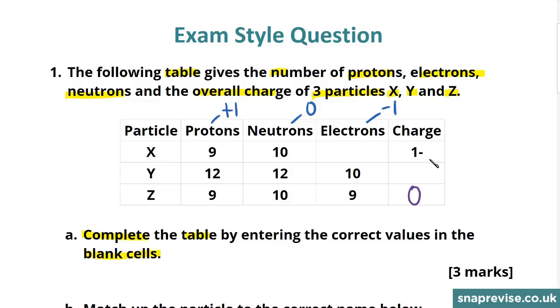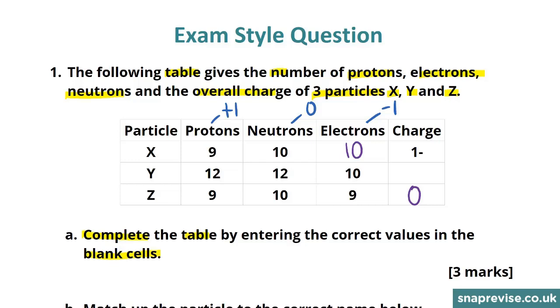So what about for X and Y? If we look at X, we can see that we've got 9 protons, but that overall our particle has a charge of -1. What this means is that our electrons have not been fully balanced out by our protons. We have 1 more electron than protons, meaning that X will have an overall charge of -1 if it has 10 electrons. So how about Y?